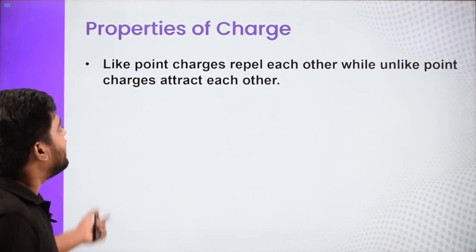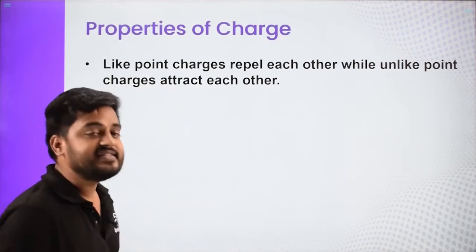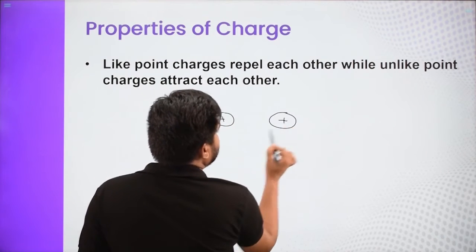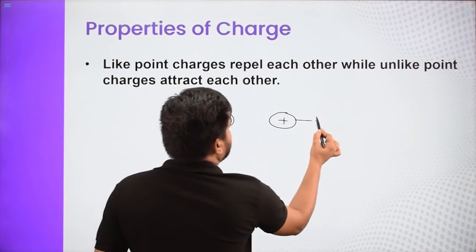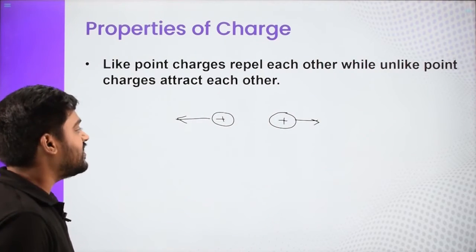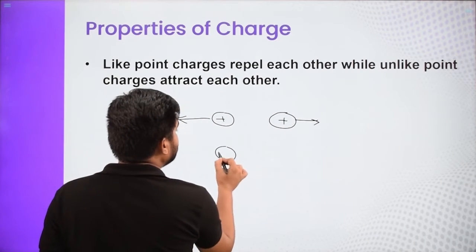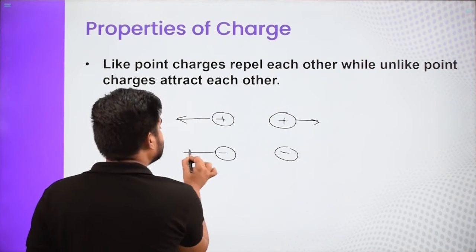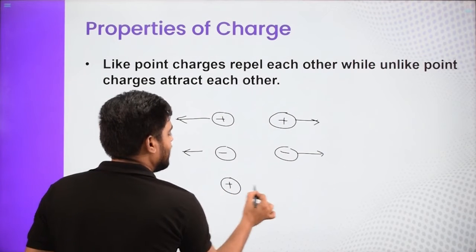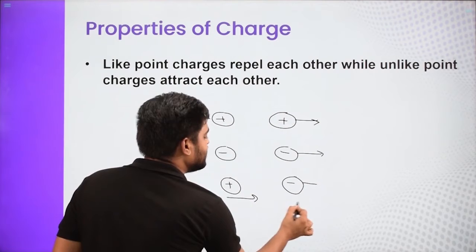Next property is like point charges repel each other while unlike point charges attract each other. So if there are two positive point charges, they are going to repel each other. What will be the magnitude of this force with which they repel each other? We'll learn in Coulomb's law, which we are going to study later. If there are two negative charges, then they are also going to repel each other. And if one is a positive charge and the other is negative, then rather than repelling, they attract each other.